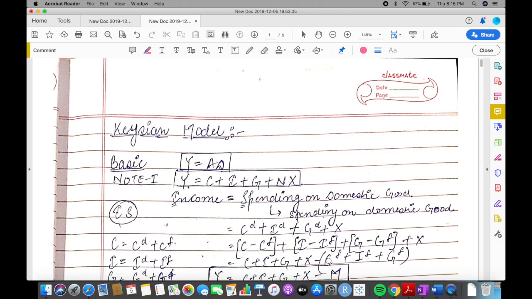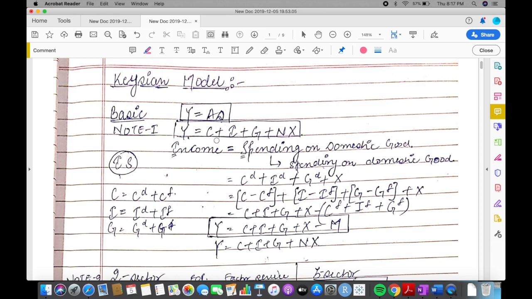So in this series of macroeconomics, today we'll be covering the Keynesian model. As we know, output is always equal to aggregate demand. In aggregate demand, we have a few components: consumption, investment, government expenditure, and net exports. We also derive the IS curve from this equation, wherein I means income and S means spending on domestic goods. So all these components are of domestic goods. If consumption is domestic, investment is domestic, everything is domestic.